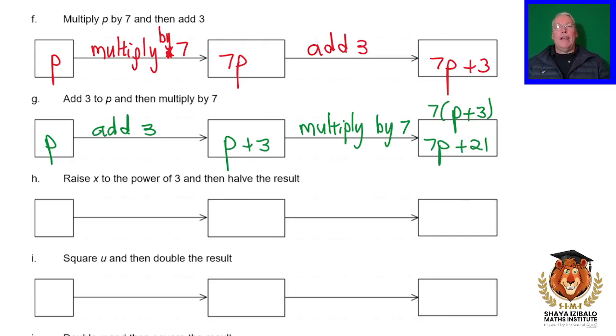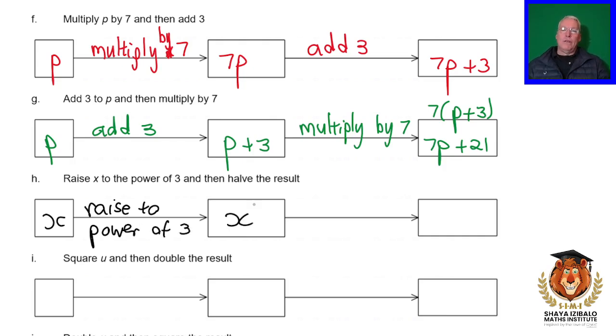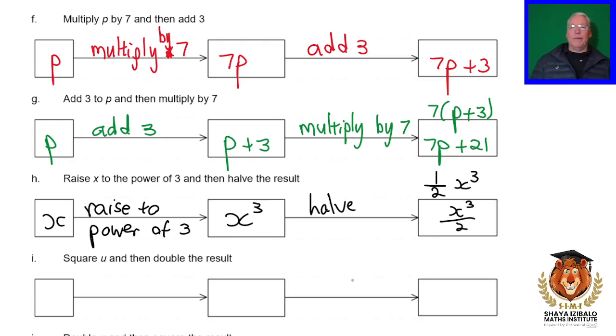Okay. Raise x to the power of 3. That'll give us x cubed. And then halve the result. Now, we can write this in two ways. We can either write it as half of x cubed, like that, okay? Or we can write it as x cubed divided by 2. Both of those things are equivalent.